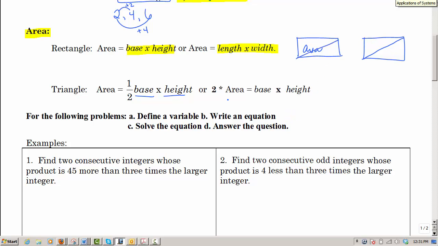But if you didn't want to use fractions, we can use this formula saying 2 times the area equals base times height. Meaning we're just taking that 1/2 and multiplying both sides by 2. It's the same formula.